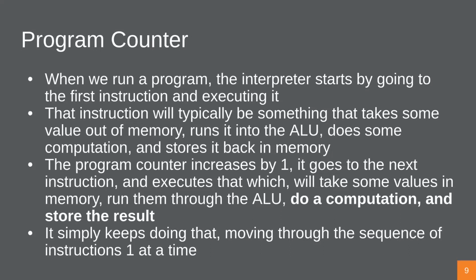Okay, the program counter will read the first instruction, and then it'll execute it. Then it'll move to the next instruction. The program counter increases by 1. The next instruction is executed. We'll take some values, run them through the ALU, do the computation, store the result, and the computer will just keep doing that until it gets to the end of the program, until the program's finished, and that's the end. So the program counter just keeps track of where we are.